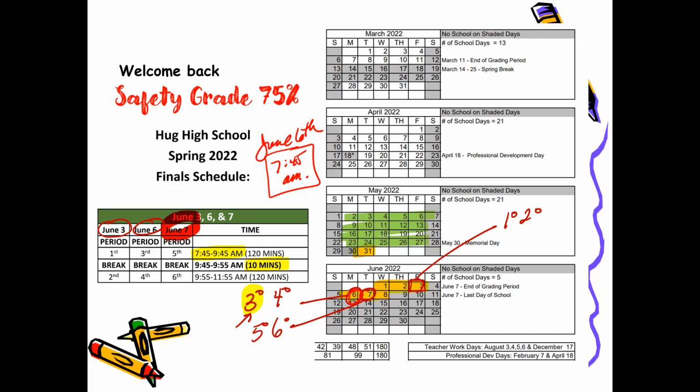I've been pretty liberal with things like this. You do have a 10 to 40% penalty on late work, but the last day, and this is final because it's the day of the final, June 6th, 7:45.